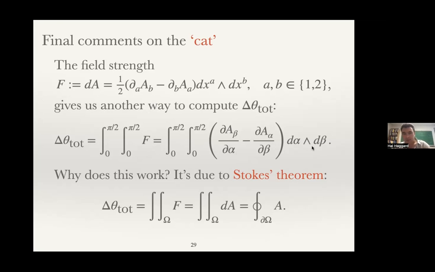The reason for this is one of the major advantages of differential forms, and I expect you've seen this a lot, so I'm just going to state it. It's just Stokes' theorem. So the regional integral of a two-form F, well, that's just the regional integral of dA. But according to Stokes' theorem, that's the closed loop integral of the one-form A around the boundary of that region. So this is the proof that indeed these two integrals give the same result. So the field strength gives us a second way to calculate changes in orientation for the cat.